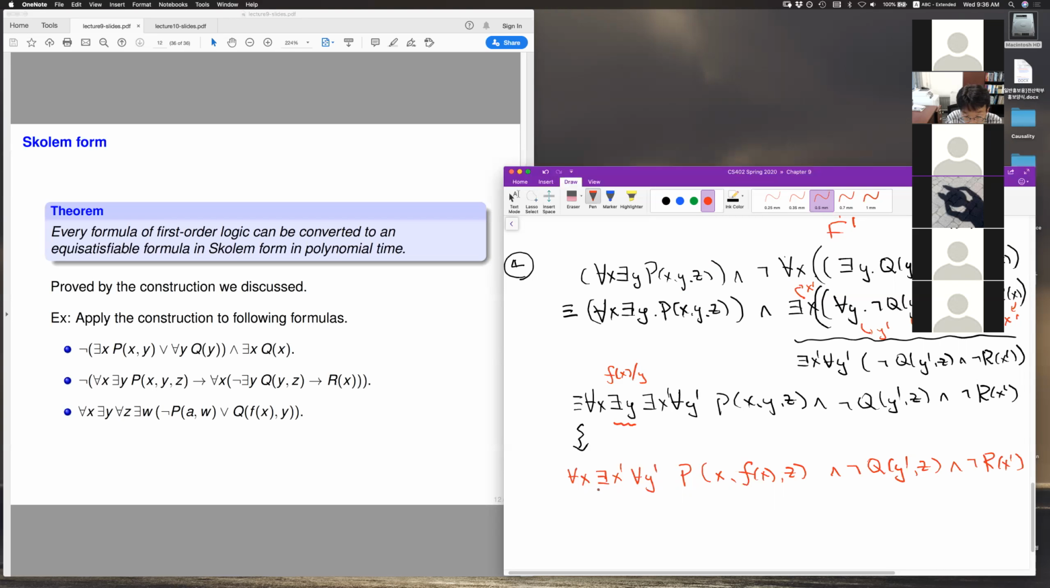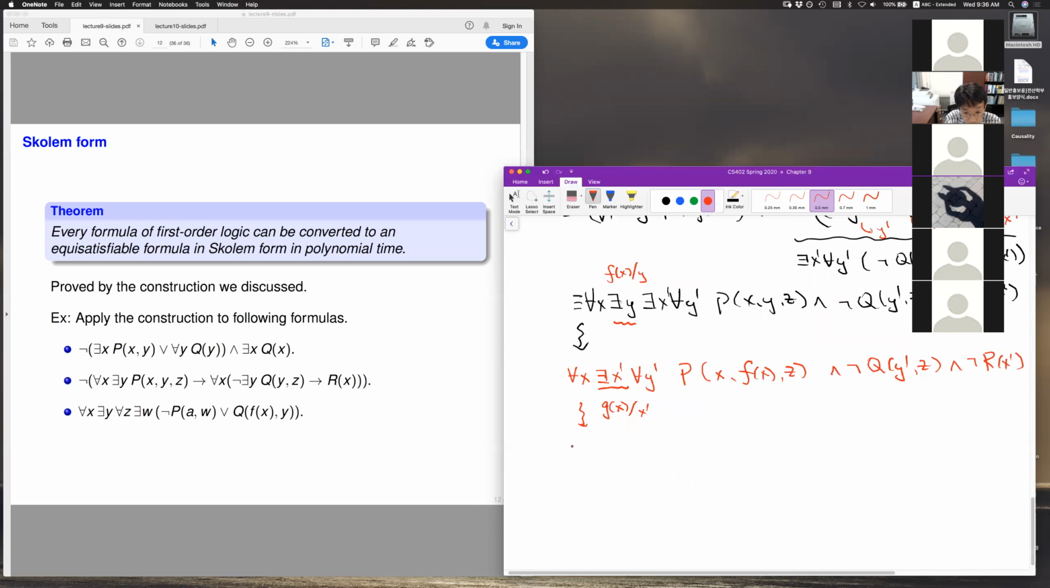Now there's another thing that we have to get rid of. For this x prime, again, there's only one universal quantification before. So now we introduce a new fresh function symbol g this time, and then we replace x prime by g of x. If we do so, then we end up with a formula, say for x, for y prime, we have p, x, f of x, and z, and negation of q, y prime, and z. But the last part, x prime, is going to be replaced by g of x.